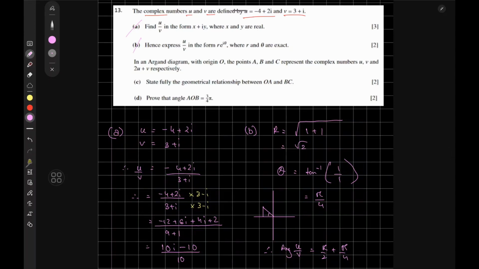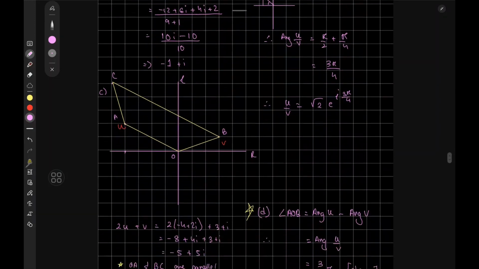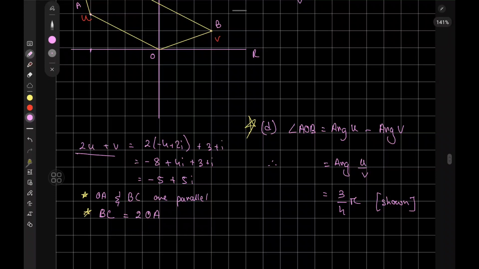Now they're telling you in an Argand diagram with origin O, the points A, B, C represent the complex numbers u, v and 2u plus v respectively. Great. State fully the geometrical relationship between OA and BC. So first of all, let's write down the new term 2u plus v. What was u? Minus 4 plus 2i. This was u. Multiply with 2 and add v, which was 3 plus i. So the new complex number we get is minus 5 plus 5i.